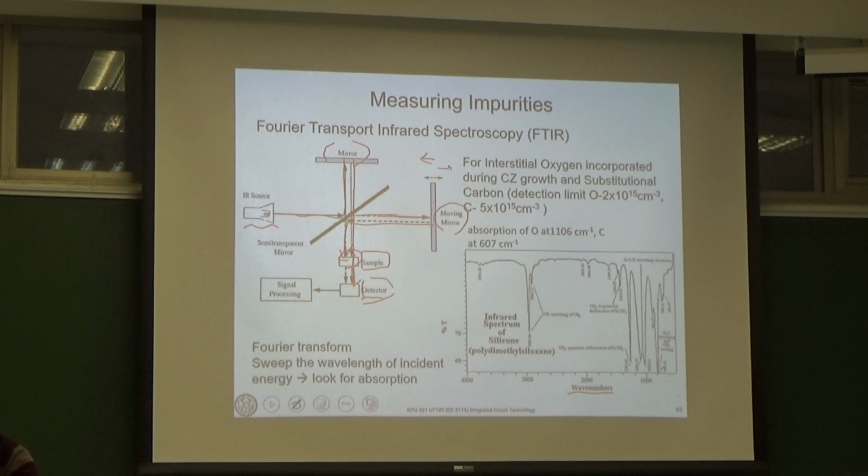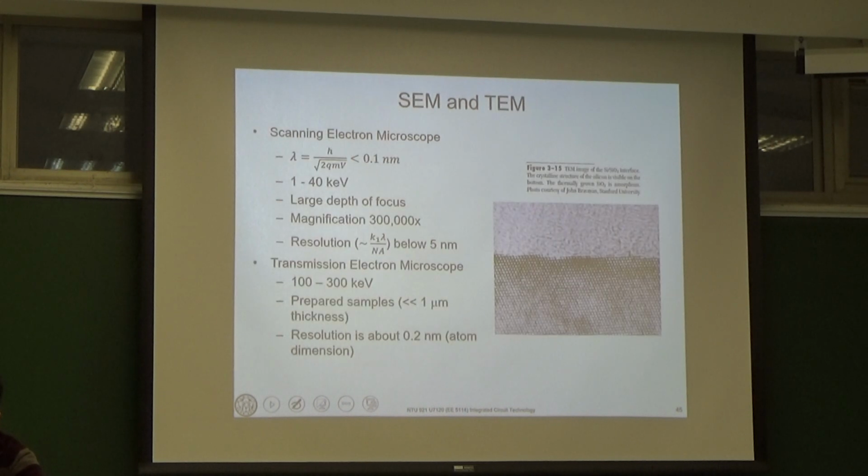So you can see from this spectrum that you can identify the different absorption dips, and these absorption dips represent different impurities, sometimes oxygen or carbon or some compound inside your silicon material here. Okay, that's what we call FTIR.